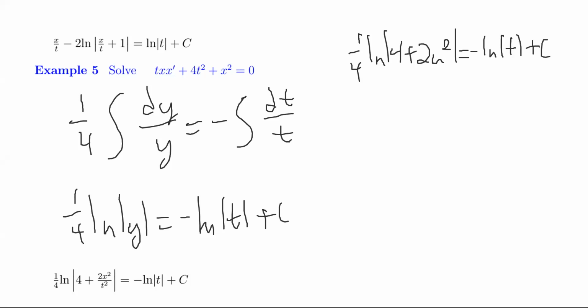All right. And finally, this u squared becomes x squared over t squared because u is x over t, and we get to this final form down here. And that concludes this video.